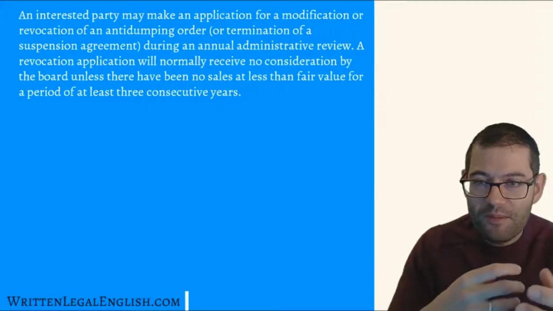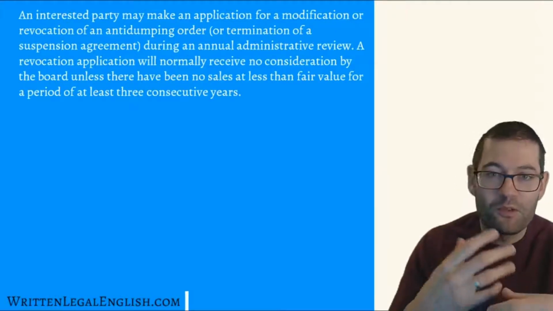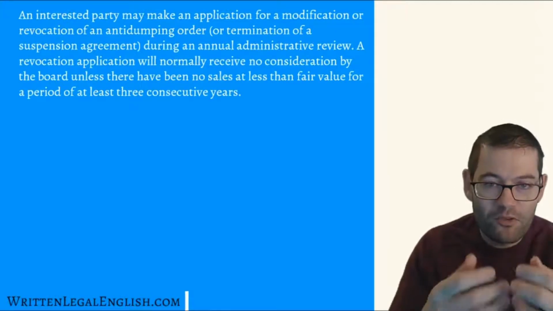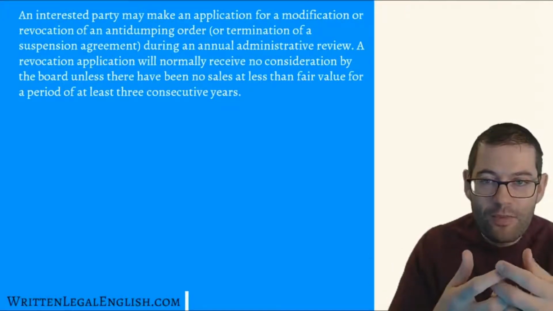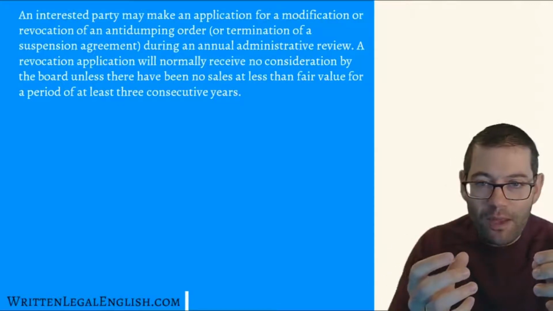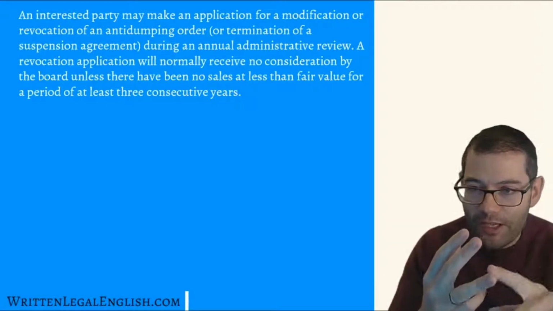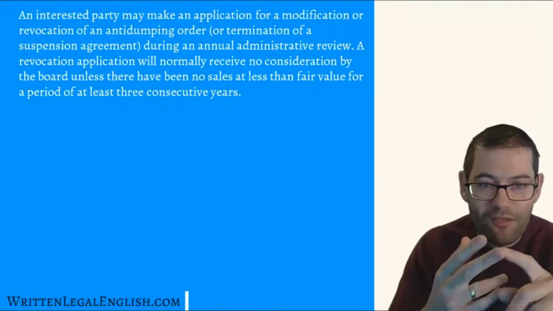An interested party may make an application for a modification or revocation of an anti-dumping order or termination of a suspension agreement during an annual administrative review. It sounds crazy. How are you meant to deal with all those shons? You've got application, modification, revocation, termination, suspension, administrative.